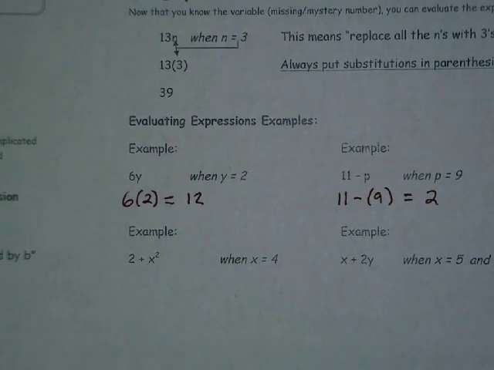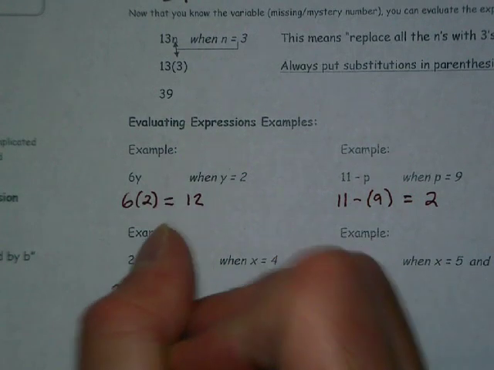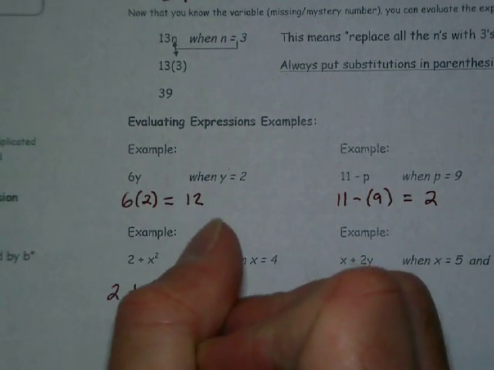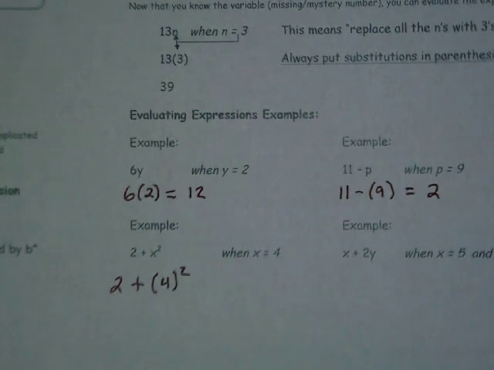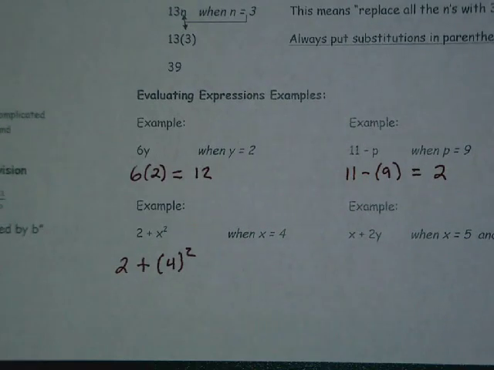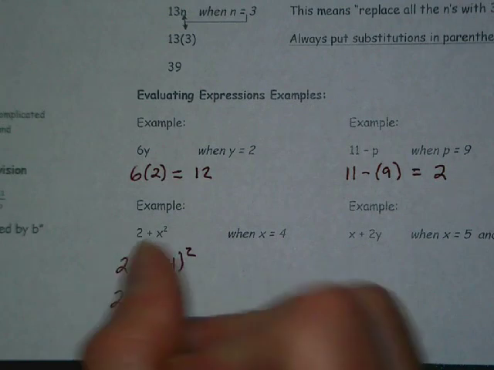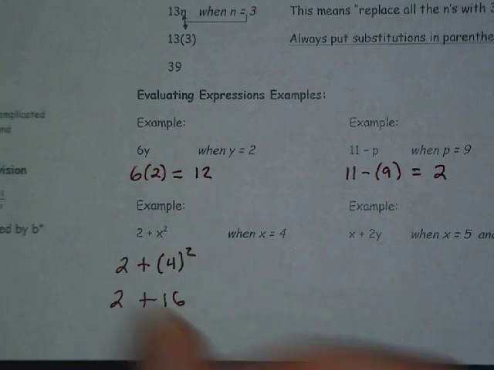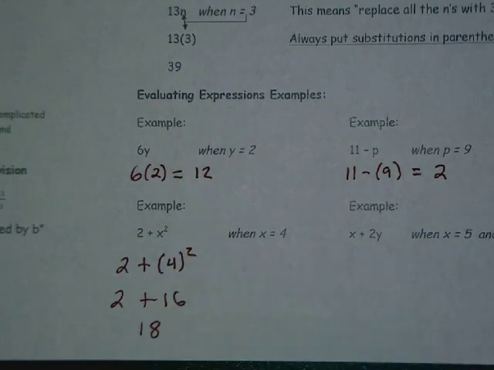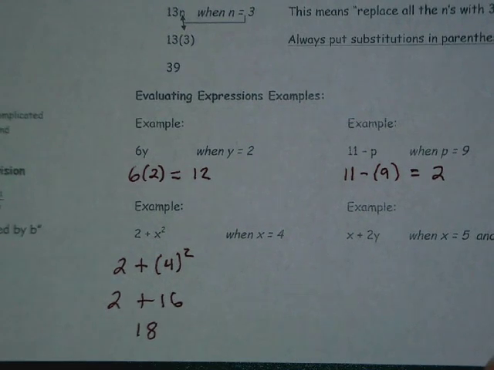Next row down there, 2 plus x squared when x is 4. So 2 plus 4 squared. And then we simplify that. So what would 4 squared be? 4 times 4? 16. There we go. And then, yeah, you were saying the final answer. And then 2 plus 16 gives us 18.